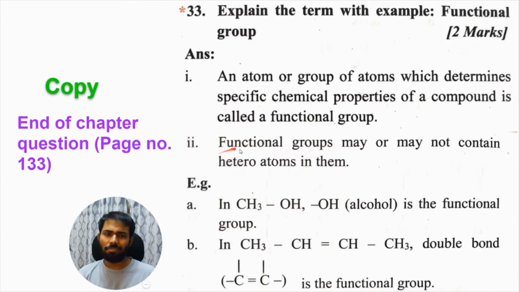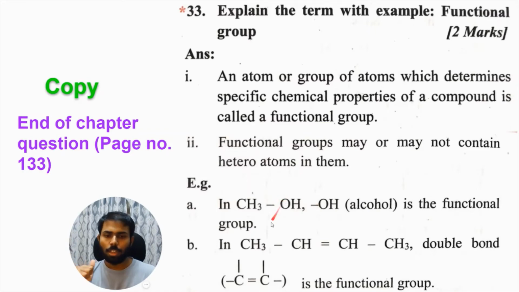ओके, सेकंड पॉइंट, functional groups may and may not contain heteroatoms in them. या फंक्शनल ग्रुप जो है वो सिर्फ कार्बन और हाइड्रोजन से भी बन सकता है या फिर कोई दूसरे एलिमेंट्स के एटम्स भी आ सकते हैं. Then next you give examples. So again same example they have given, ethanol. Okay, so ethanol में CH3OH में OH जो पार्ट है that is your alcohol, the functional group. And ये वाला जो example है इसमें there is a heteroatom. What is the heteroatom? O.